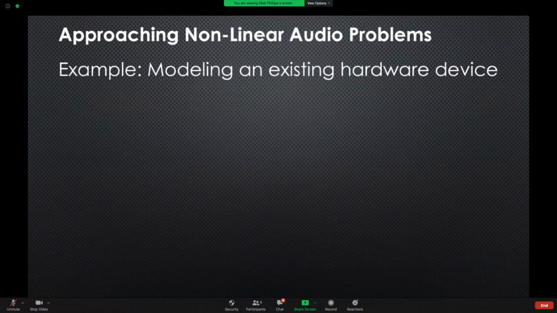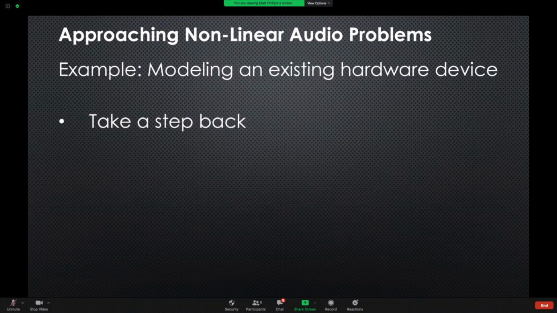So regarding approaching nonlinear audio problems, for example, we're going to use modeling an existing hardware device. These are the steps that I personally take when approaching a problem like this. It's not necessarily the way that these problems have to be approached. I'm just sharing with you my approach and how I do things, and hopefully that might give you some ideas or give you an insight into how I tackle these particular problems.